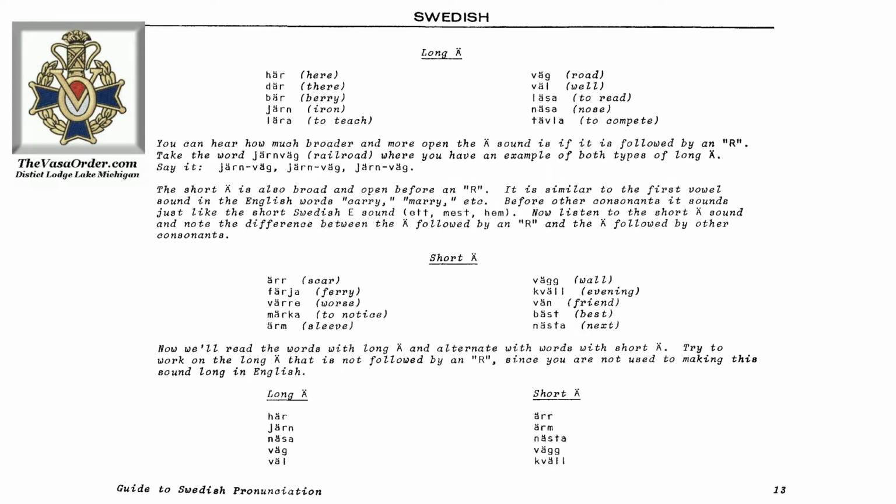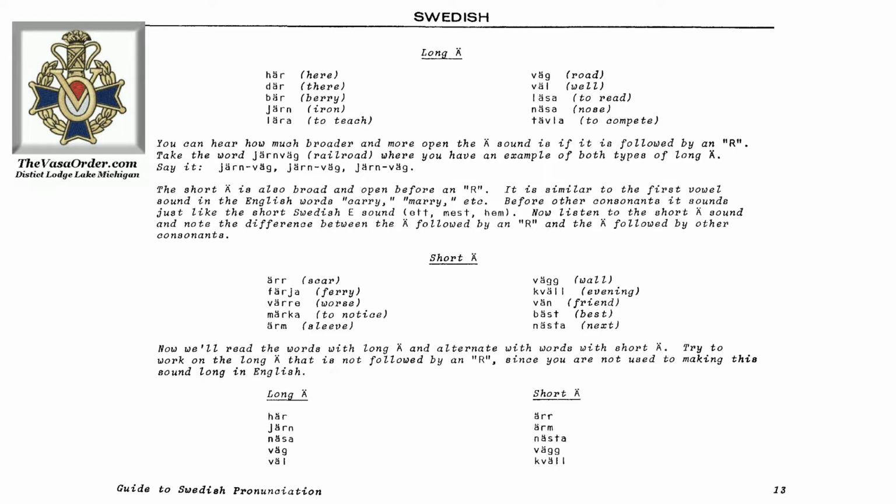Long ä. Här, väg. Där, väl. Bär, läsa. Järn, näsa. Lära, tävla. You can hear how much broader and more open the ä sound is if it's followed by an r.